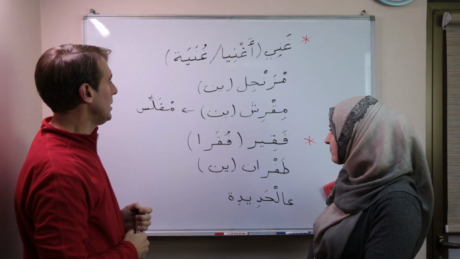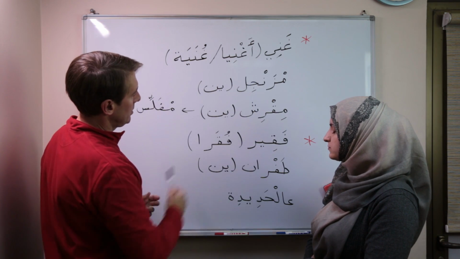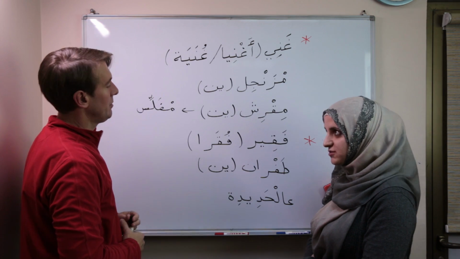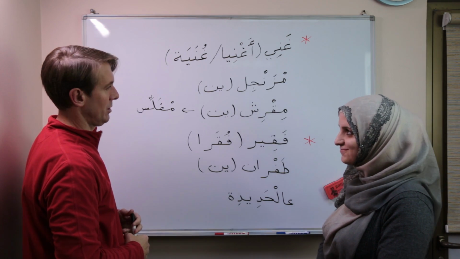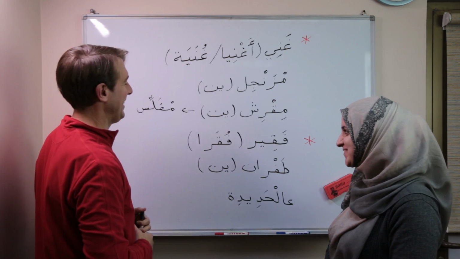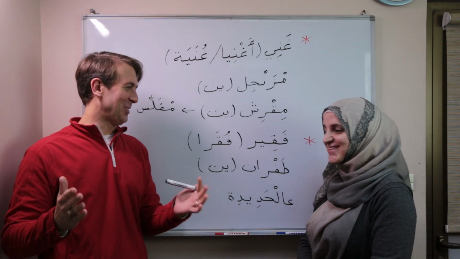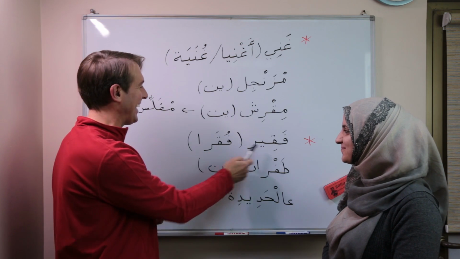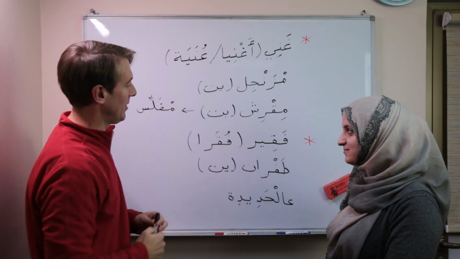Yeah, فقر الدم. So here is the jama', the plural, which is فقراء, or فقراء. It sounds like Figaro, like the song. Anyway, fa'ir and fuqara.